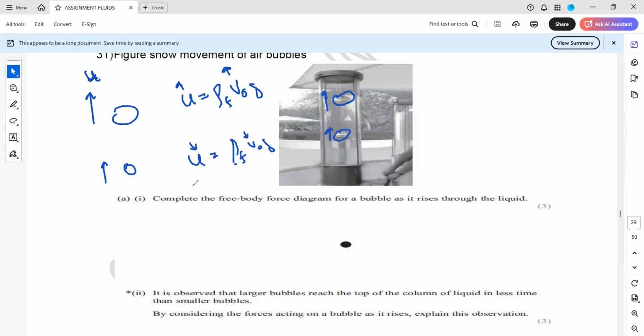As a result, larger upthrust means there will be a greater resultant force upward, so it will have a greater acceleration. So upthrust is greater for a large bubble. That's the first thing we'll include. And as a result, there will be a greater resultant upward force acting on the bubble. So it will accelerate and reach the top in a short time. Is it clear, this one?